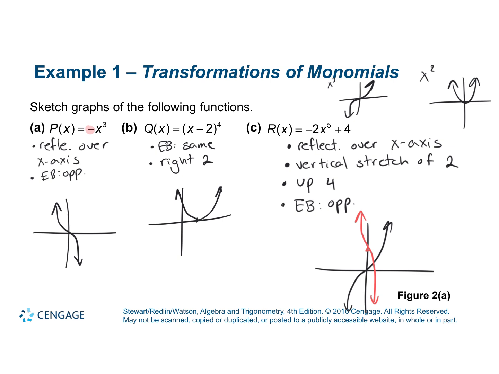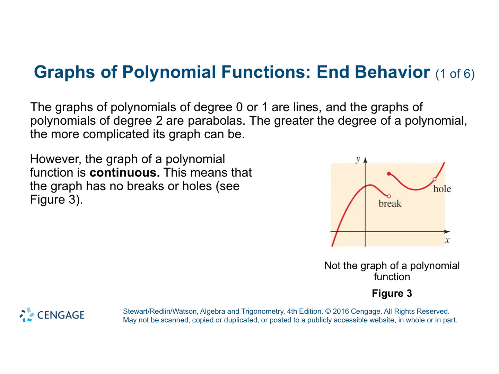Of course, I'm not plugging numbers in. If you were to plug in numbers, it will give you a better looking graph. This is just kind of a sketch of what happens from one to the other. So, graphs of polynomial functions and behavior. The graphs of polynomials of degree 0 or 1 are lines, and the graphs of polynomials of degree 2 are parabolas. So the greater the degree of the polynomial, the more complicated the graph can be.